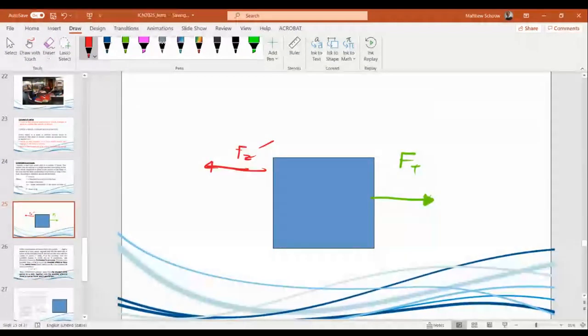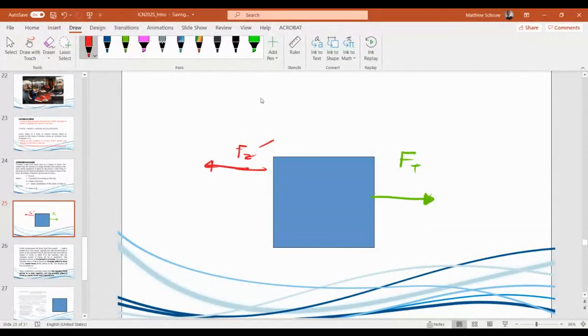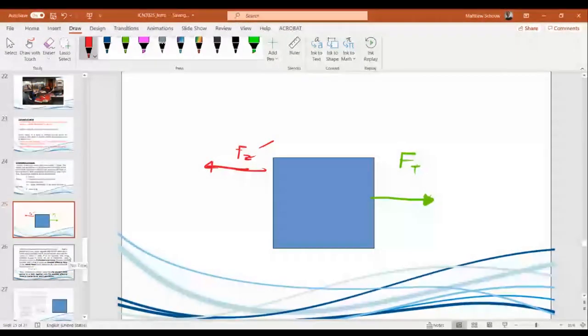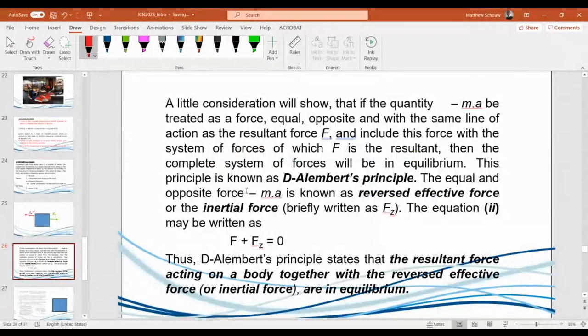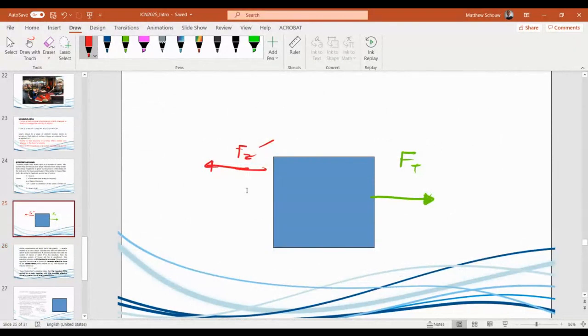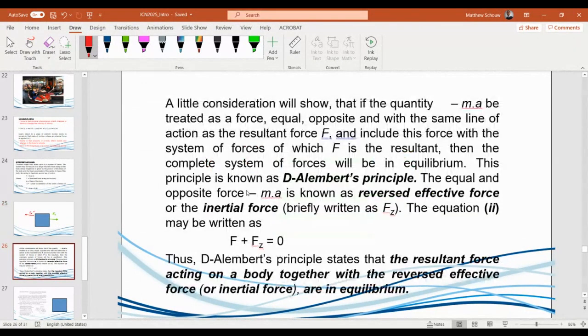Of course, there's another one I've also talked about. So that's all it really is. It's an additional force when the body is moving, besides the frictional force, obviously. A little consideration will show that if the quantity MA may be treated as a force, equal and opposite to the line of action, so what's important is to understand it's resisting the motion, in the same line of action as the resultant force F, and we include this force in the system of forces of which F is the resultant, then the complete system of forces will be in equilibrium.